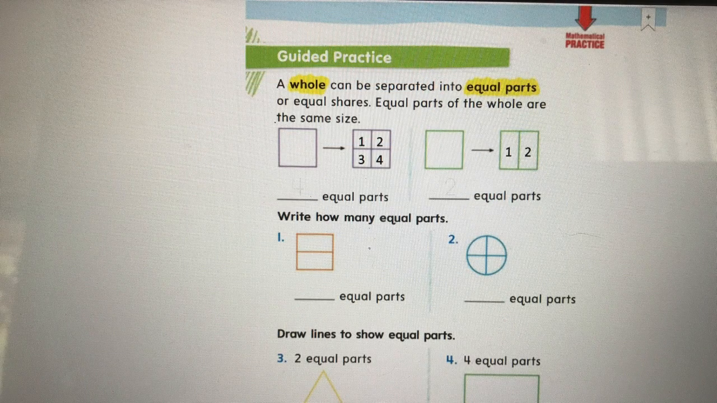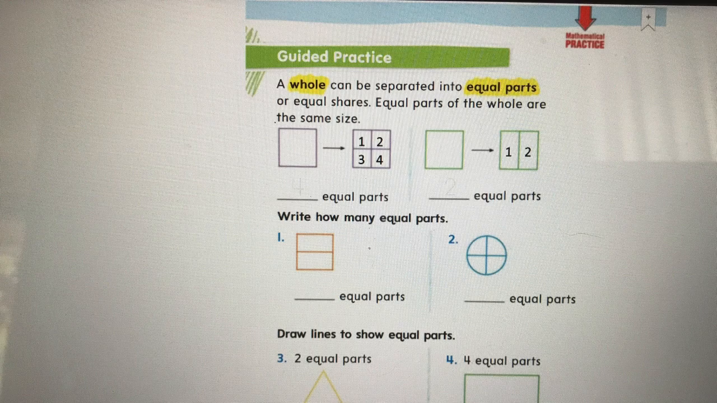So a whole shape, a whole, can be separated into equal parts or equal shares, just like we did with the cookie and the shapes on the page before this. Equal parts of the whole are the same size. Do you see how I wrote the numbers inside those small squares? By cutting it in half down the middle and across, you can see there are 4 equal parts. Or, instead of making it 4 equal parts, I could just cut it in half one way and make 2 equal parts. But in both the purple square and the green square, they are both equal because all of them are the same size.